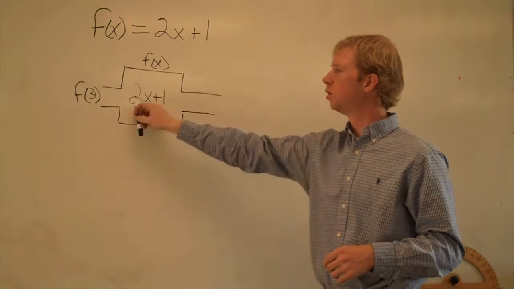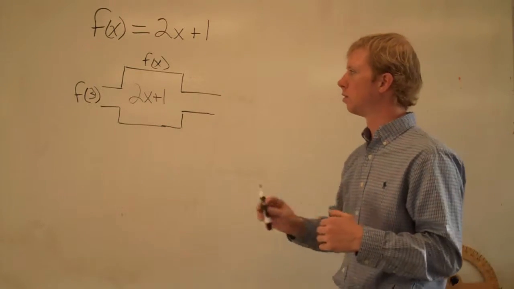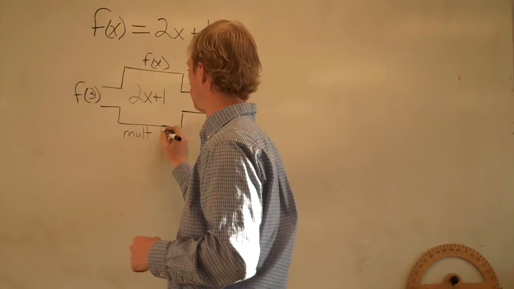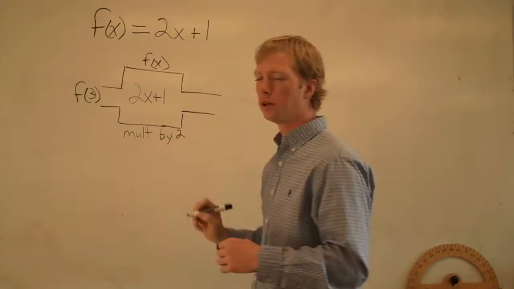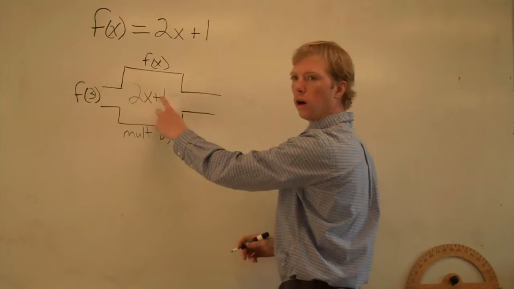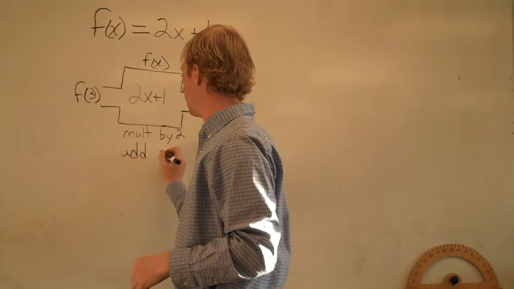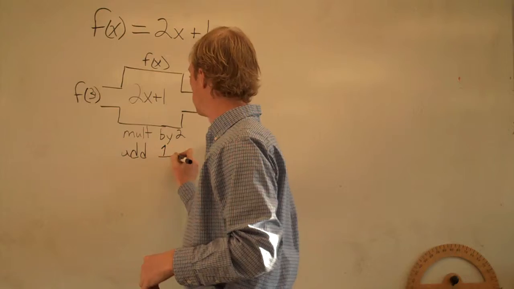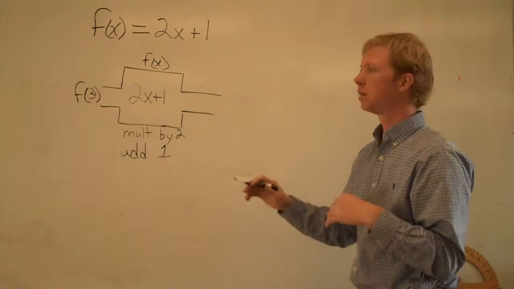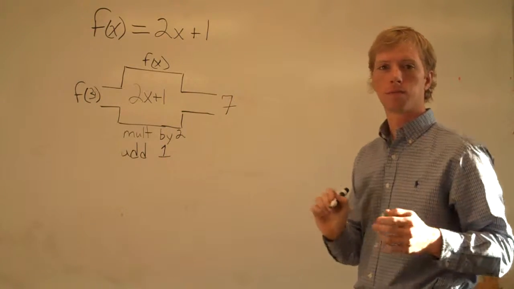So if I have 2x plus 1, I can ask myself, what am I doing to the x? Well, first, I'm multiplying by 2, because order of operations says multiply before you add. And second, I'm going to add 1. So if I take 3 and I multiply it by 2, I get 6. When I add 1, I get the number 7.